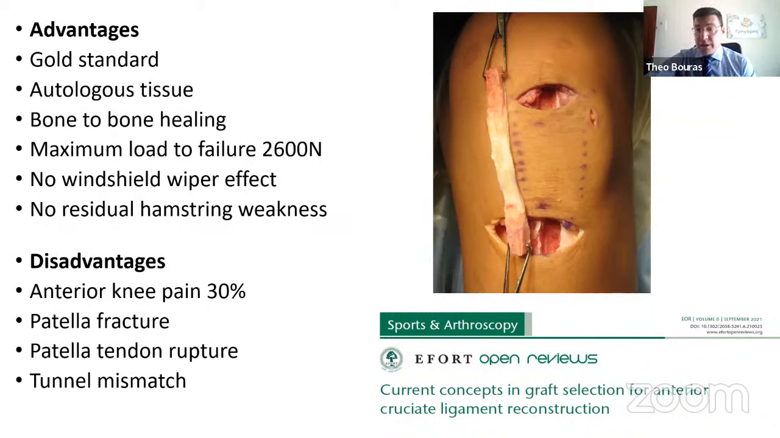The disadvantage is anterior knee pain, which can be up to 30%, which means 1 in 3 patients. This is the biggest problem with the BTB. There are some minimally invasive techniques of harvesting the BTB, like the one we see in the photo, which makes the technique more demanding in terms of skills in order to harvest the graft properly. Patellar fracture and tendon rupture are there, but with a very low percentage of complications, and tunnel mismatch is also a problem, but depends on the surgeon's skills and experience.